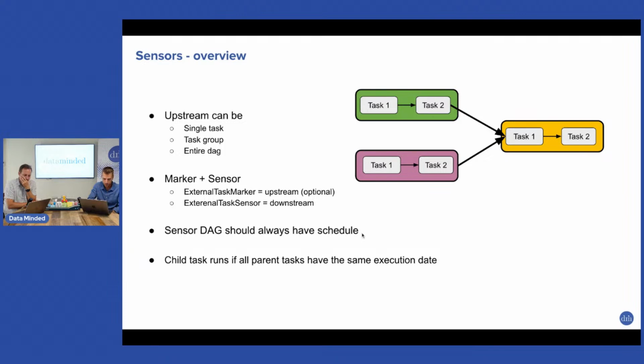It should also have a schedule. So both downstream and upstream DAGs should all have a schedule. And then this is quite important to know how it works. The downstream DAG runs if all the upstream DAGs have the same execution date. So if it doesn't have a schedule, the sensor will never be activated and it will never be triggered. Yes. Okay. Got it.